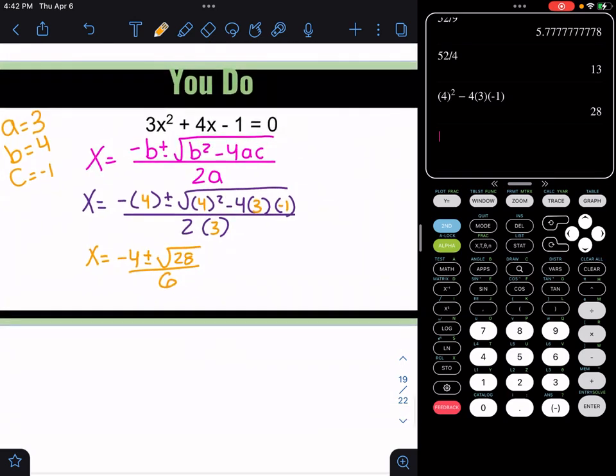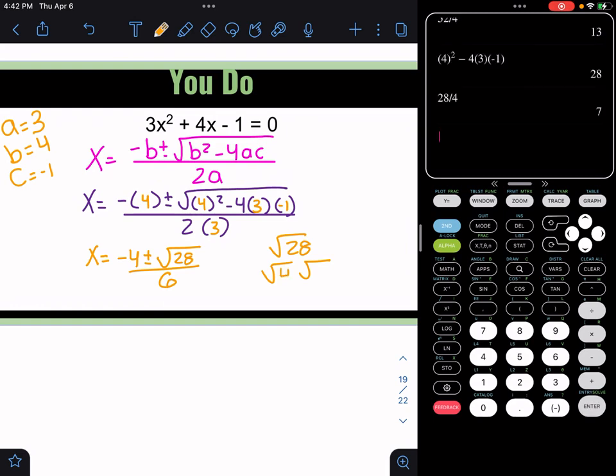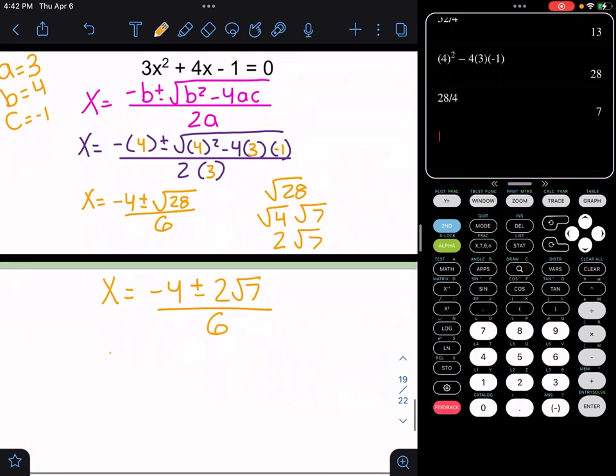So I already know the square root of 28 does not work out nicely. So let's simplify that by dividing 28 by 4. Does that work? Yep, 4 and 7. And the square root of 4 is 2, square root of 7. So I'll get x equals negative 4 plus or minus 2 square root of 7 over 6. And let's try this. X is equal to negative 4 divided by 6 is negative 2 over 3, plus or minus 2 divided by 6 is 1 over 3, square root of 7.